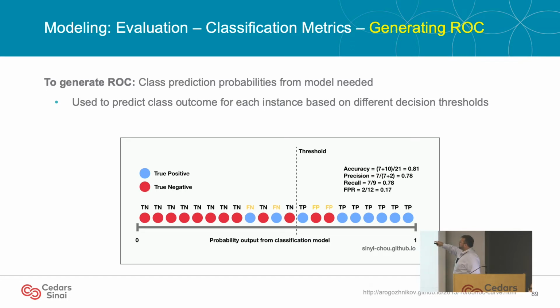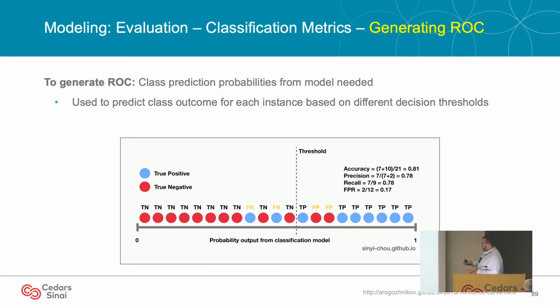A little bit more on the ROC curve first. So to generate an ROC curve, you're going to need the class prediction probabilities from the model. I mentioned before, models don't necessarily just output a class. They give you a probability that you belong to one class or the other. And you use this to predict the outcome for each instance based on where you set the decision threshold slider, 0.5 or higher or lower.